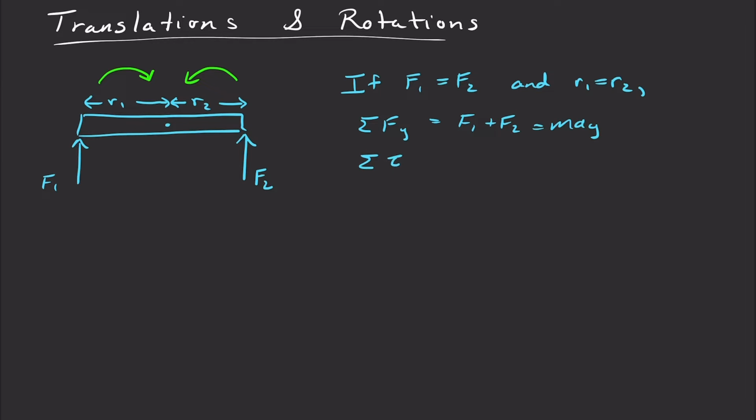If you sum up all the torques, F1 and R1 are the same magnitude as F2 and R2. The only difference is they cause opposite direction rotations. F1 causes clockwise, F2 causes counterclockwise, and so they're going to sum to 0. This is an example of when you could have translation, so this would translate, but not rotate.